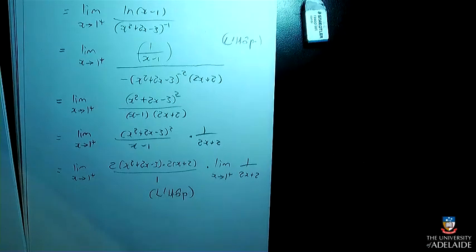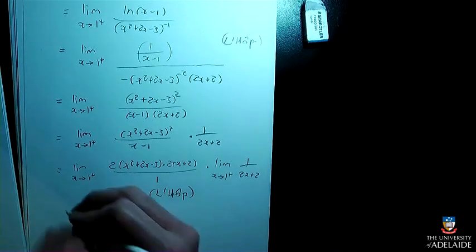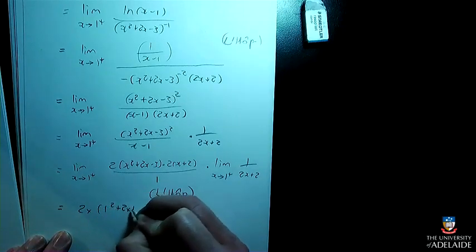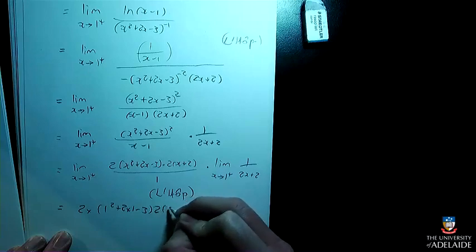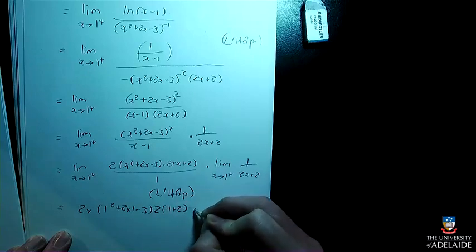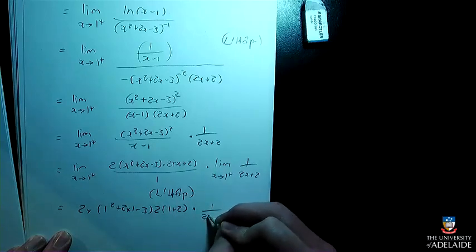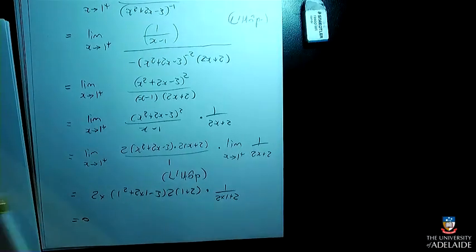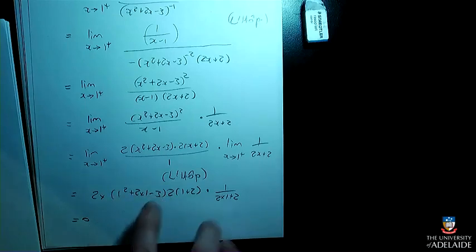And that limit totally exists because it's got a non-zero on the bottom. Which is 0. Fabulous. Because that bit's 0. I didn't think that was going to work.